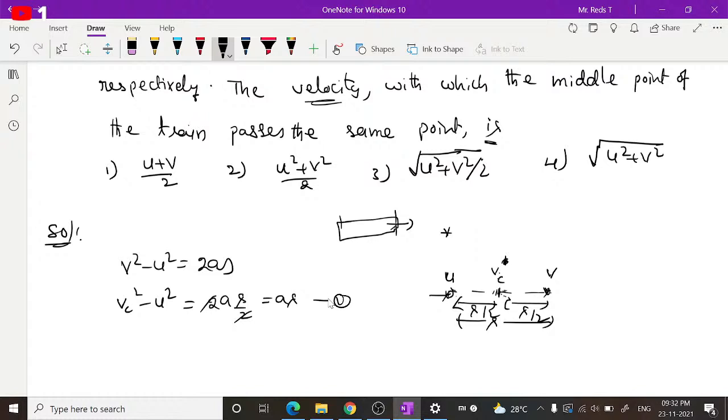And for the next part, v square minus vc square is equal to again 2a into s by 2, which is equal to a s. Let's take this as equation 2. Understood?